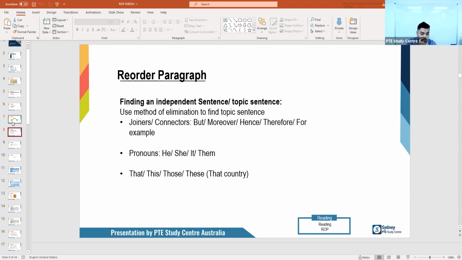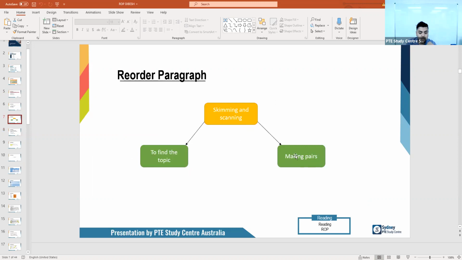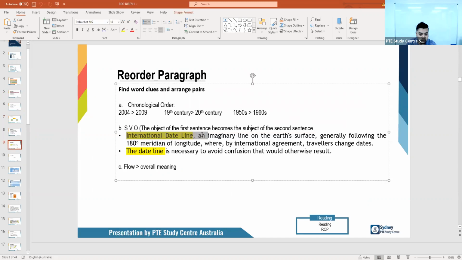After doing that, I'm still skimming and scanning to make pairs. And how do I make pairs? I will look for the word clues in different sentences. Word clues are the repetitive keywords in each and every sentence. Are we all clear, guys? Do we know what word clue means now? Is it a yes or no? Yes. So we know what word clue means, we know how to make the pairs, we know how to find the independent sentence, and we know how to use the method of elimination.